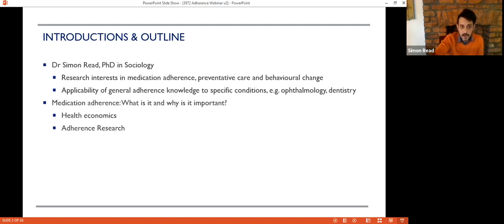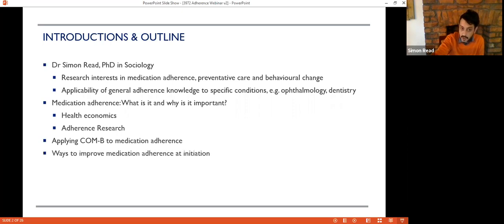In terms of a rough outline, firstly, I'll give you an overview of medication adherence, why it's important, as well as how it's defined. And from there, I'll look at how the COM-B model of behavioral change is being applied in relation to the common barriers associated with prescribing new medications. I'll also look at ways we can try and improve medication adherence at the initiation of a new prescription, as well as common barriers when attempting to modify or change them. And finally, I'll talk through taste in terms of its role in adherence to relevant prescriptions.